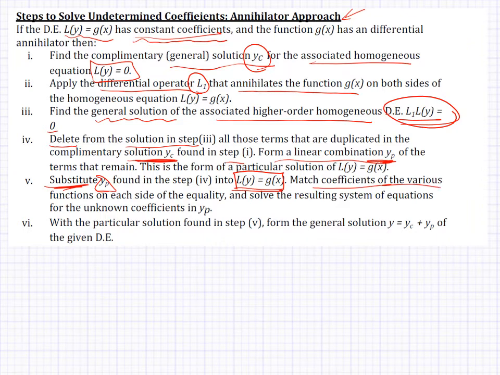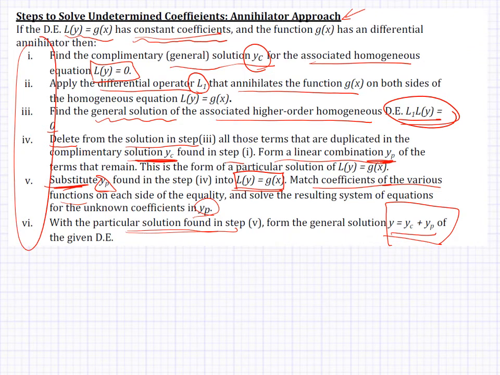We match up coefficients of various functions on either side using what I call the equal parts method. It's very similar to something you would have seen back in partial fraction decomposition. And then we form our final solution. Once we figure out what y sub p is, we form our final solution by taking y sub c plus y sub p and say that is the general solution to the non-homogeneous differential equation. The best thing is to see all this in action as we go through an example.